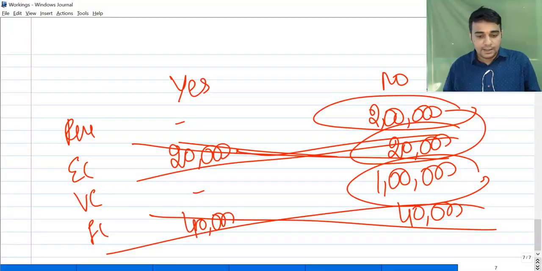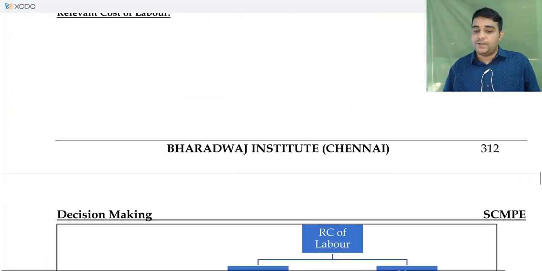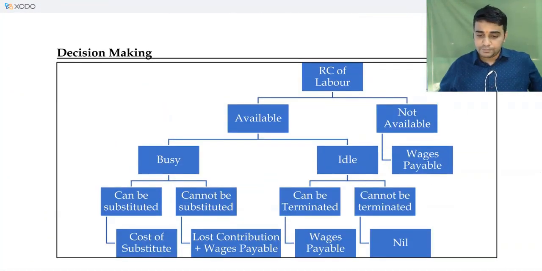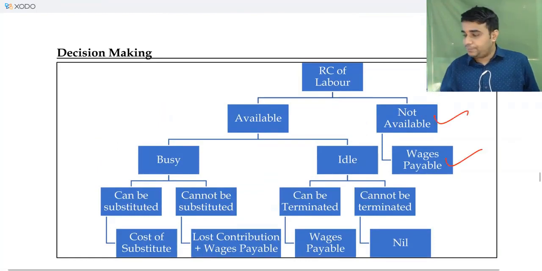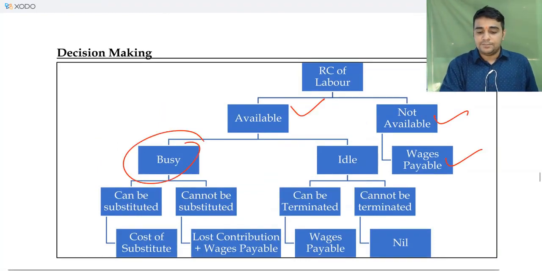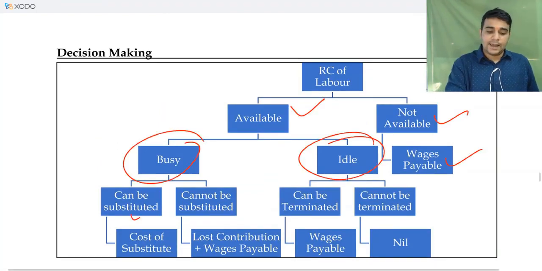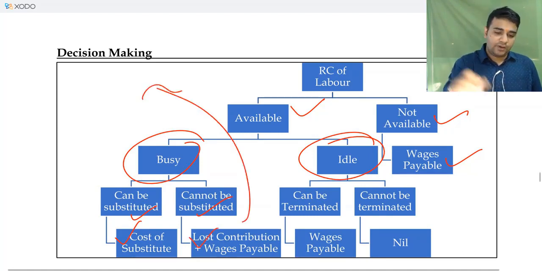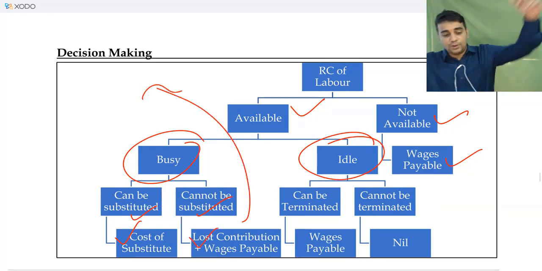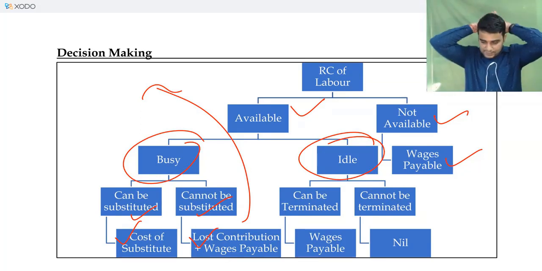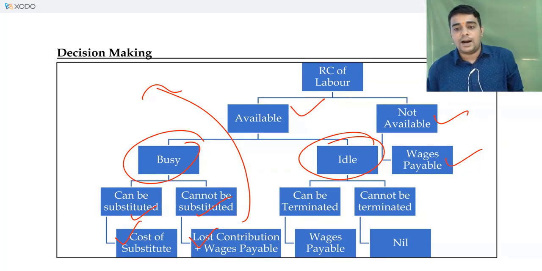So be very clear. This lost contribution plus wages payable, you'll have to be very clear. Not available, wages payable. Available, busy, idle. Busy scenario can be substituted, cannot be substituted. Can be substituted is cost of substitute. Cannot be substituted, lost contribution plus wages payable. Write a note on this alone, either in the book or somewhere else.